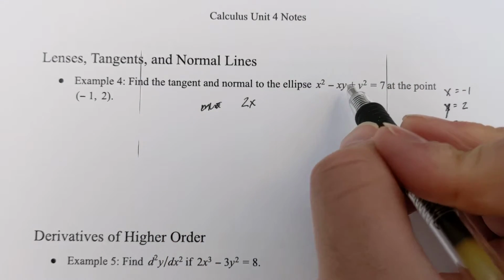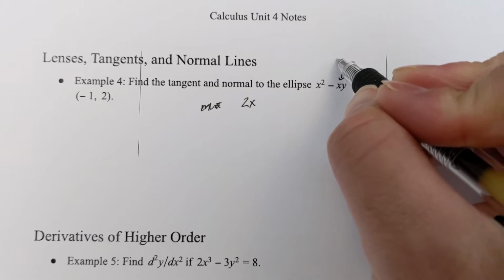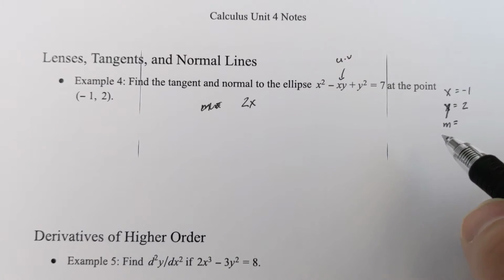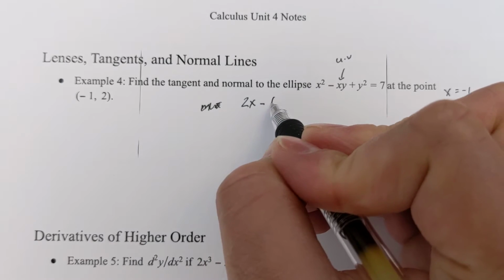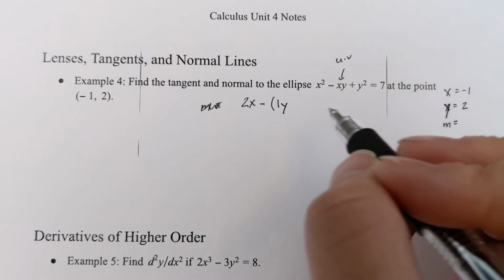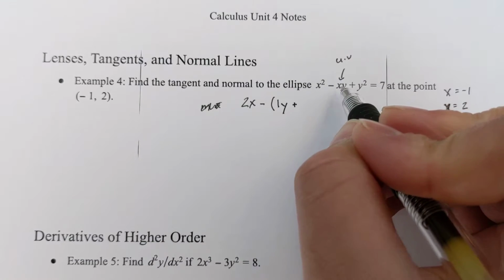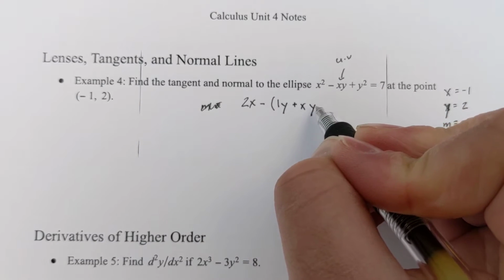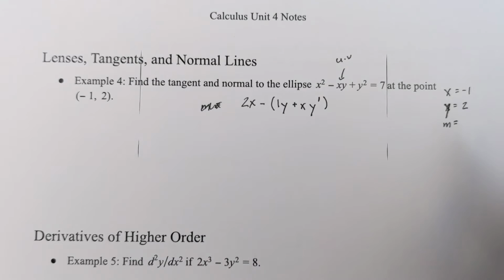So the derivative of x squared is 2x. Now this other term is actually a product rule. It's two things being multiplied together. So product rule is the derivative of the first, which is 1, leave the second alone, plus leave the first alone and take the derivative of the second, which is y prime.